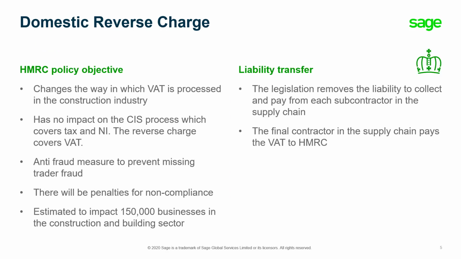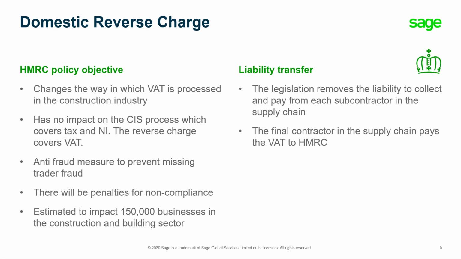The domestic reverse charge changes the way that VAT will be processed within the construction industry. It has no impact whatsoever on the current CIS process of withholding tax for your subcontractors. It's an anti-fraud measure which is being introduced to prevent something called missing trader fraud, which we'll cover on the next slide. It's believed that this legislation could affect 150,000 businesses in the construction industry. And as you all know from other legislation changes, there will be penalties for non-compliance.